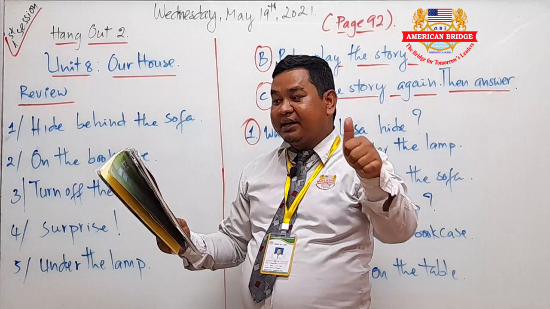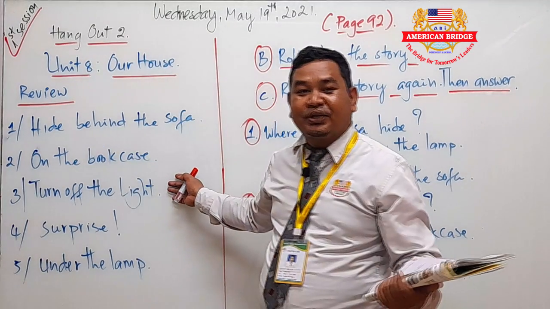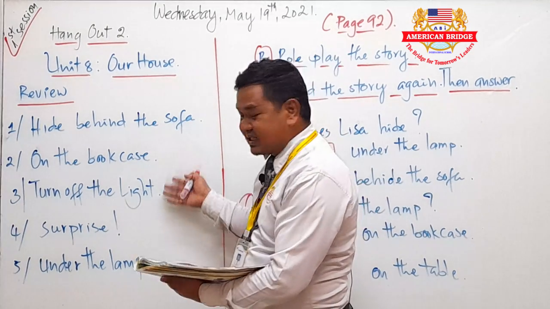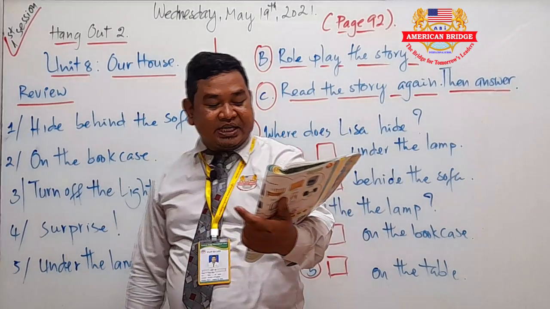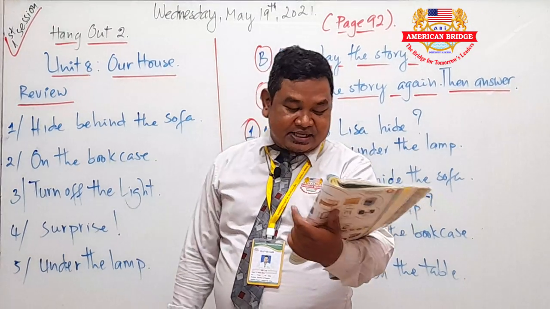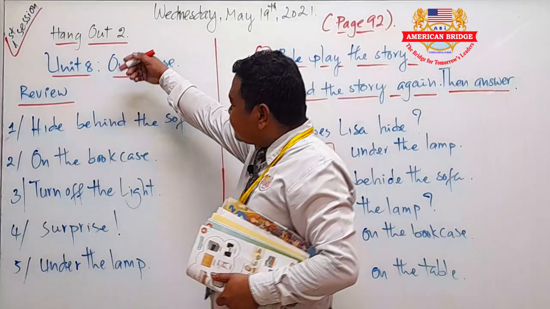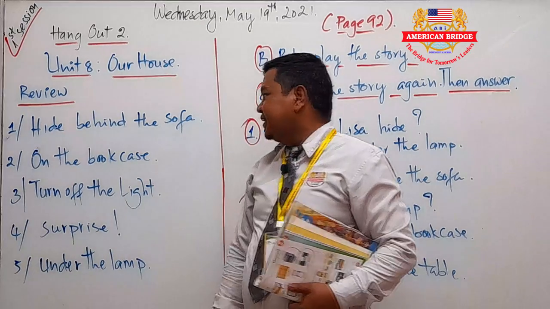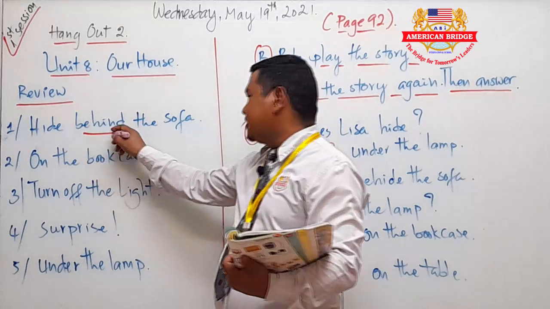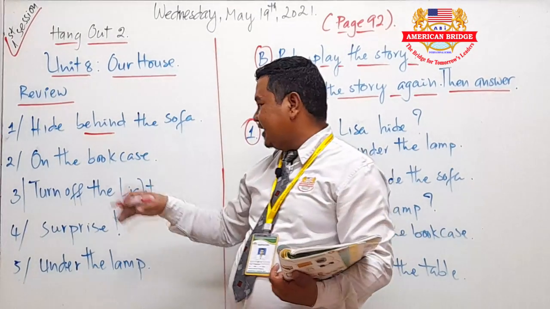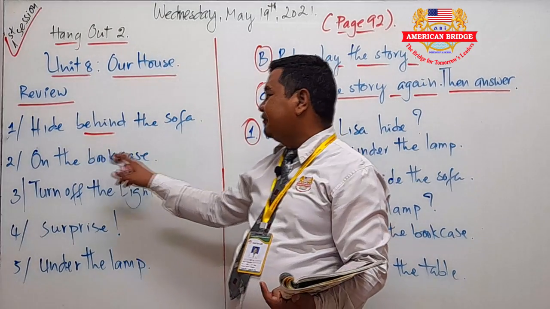Part A means you listen and repeat, right? These are phrases from your listening yesterday. Today you also have to role play the story, read again, and answer the questions. You have two questions here. For example, did you hide behind the sofa? Do you know behind? Behind, in front of. Then on, in, or under. This one: hide behind the sofa.